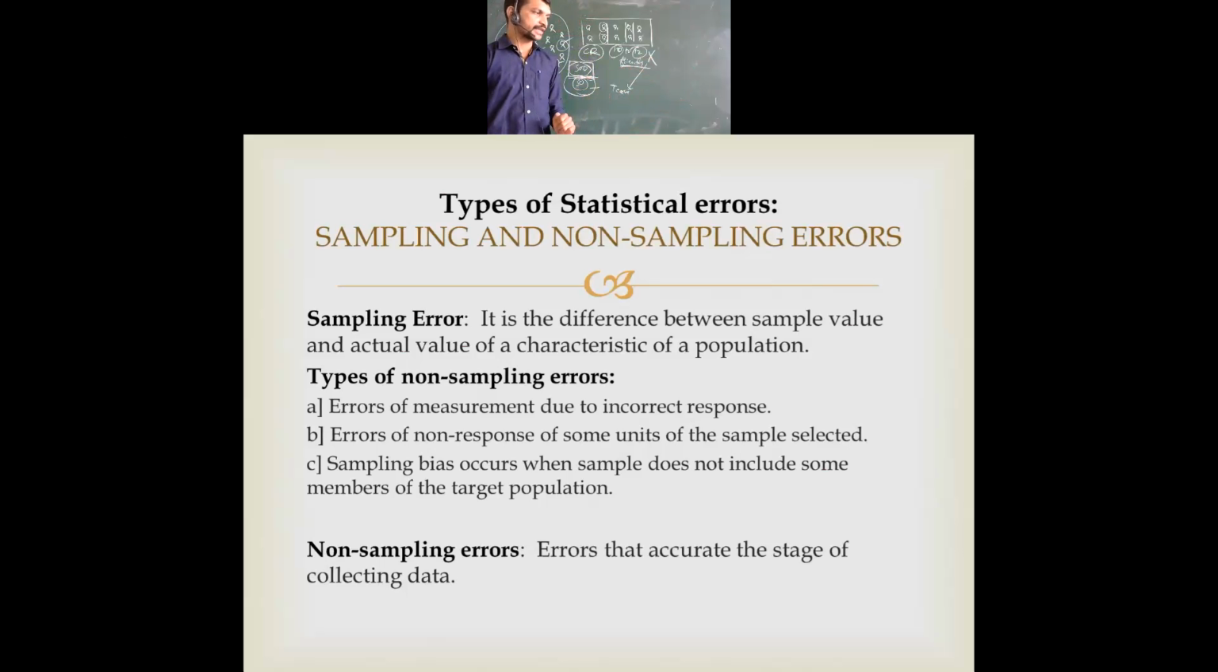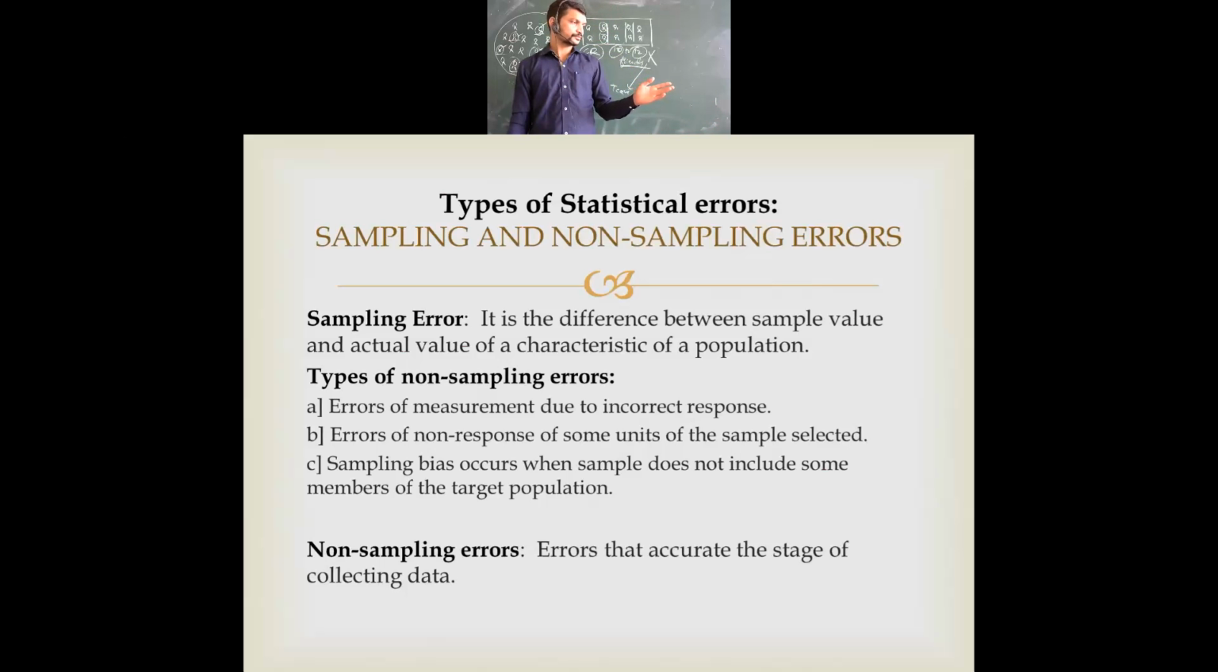Then let's see the types. First one type is what? Errors in measurement due to the incorrect response. Now most probably you are selecting these people over here. In that, if you have not got a correct response, if the person who has been selected has not given you the response in a proper way, that time there will be an error of measurement. Measurement means the total number of calculation. He has not given correct information, that time the first error comes here.